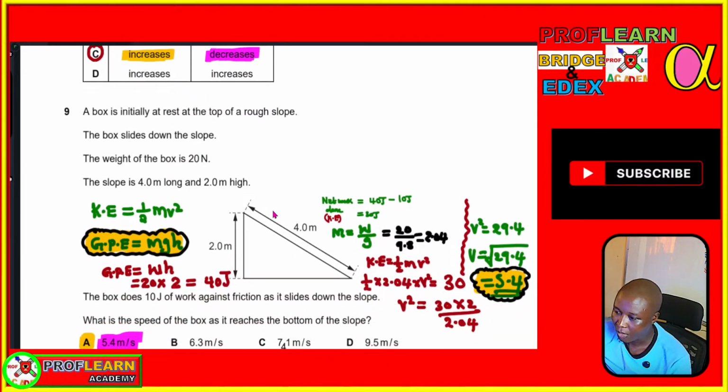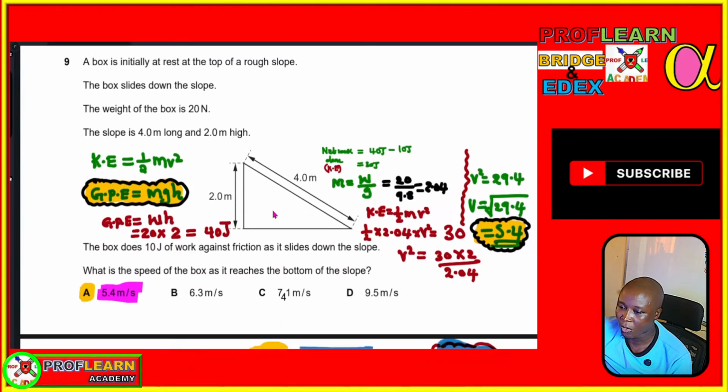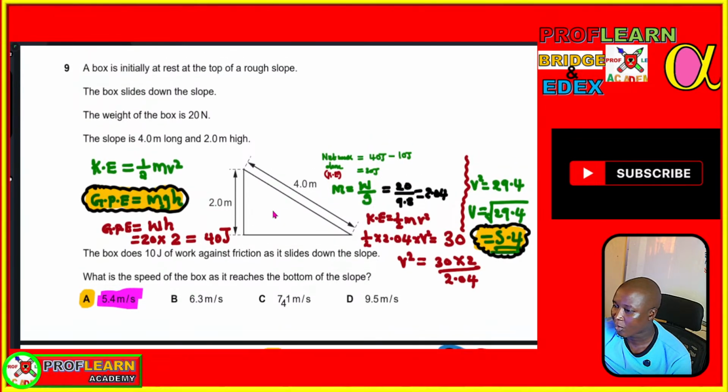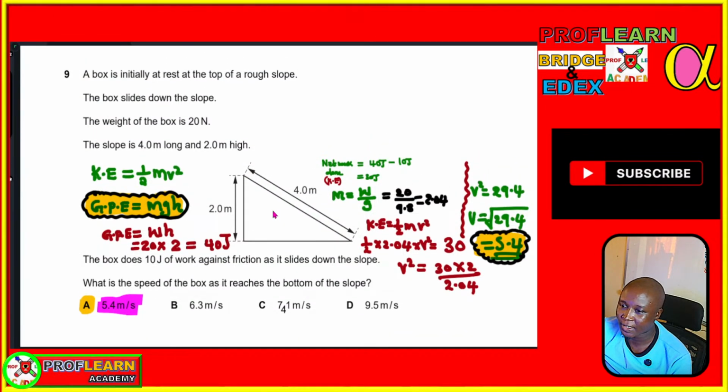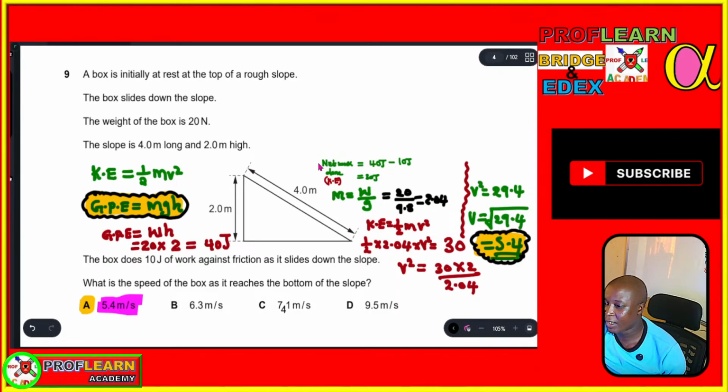Question 9. Still the law of conservation of energy. We are told a box is initially at rest at the top of a rough slope. The box slides down. The weight of the box is 20 newtons, and the slope is 4 meters long and 2.0 meters high. The first thing we need to remember is that the net work done is equal to the kinetic energy. That net work done is going to be 40 joules minus 10, because we are told that the box does 10 joules of work against friction.